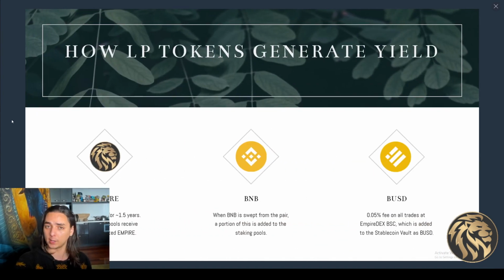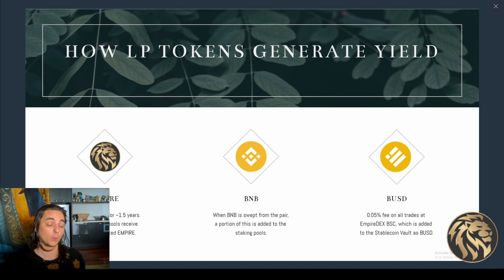So how do LP tokens generate yield? Well, there are basically 3 revenue streams at the moment, although we are looking into other options as well. For now, you are earning Empire, you're earning BNB, and you're earning BUSD. I'll just make a note that this depends on whatever network you're on. So for the Phantom EmpireDEX, you'd be earning the FDEX, you'd be earning Phantom, and you'd be earning USDC. But fundamentally the same. This is just an example for BSC, but it's all the same for every network that we expand to.